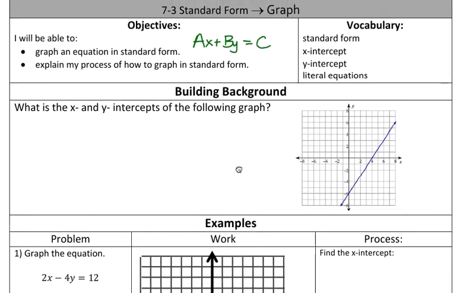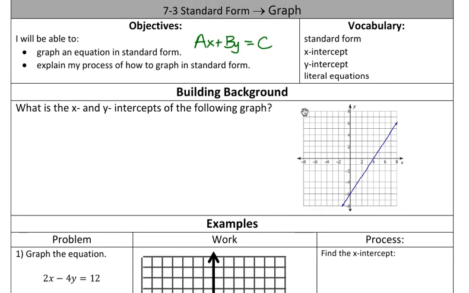Okay? So things we want to remember is standard form. We also want to remember slope-intercept form, or literal equations. So literal equations is when we're going to solve for y. Okay, and then just backtracking, because we're going to be doing that, we have x-intercept. Remember, x-intercept is where it crosses the x-axis. And then the y-intercept is where it crosses the y-axis.